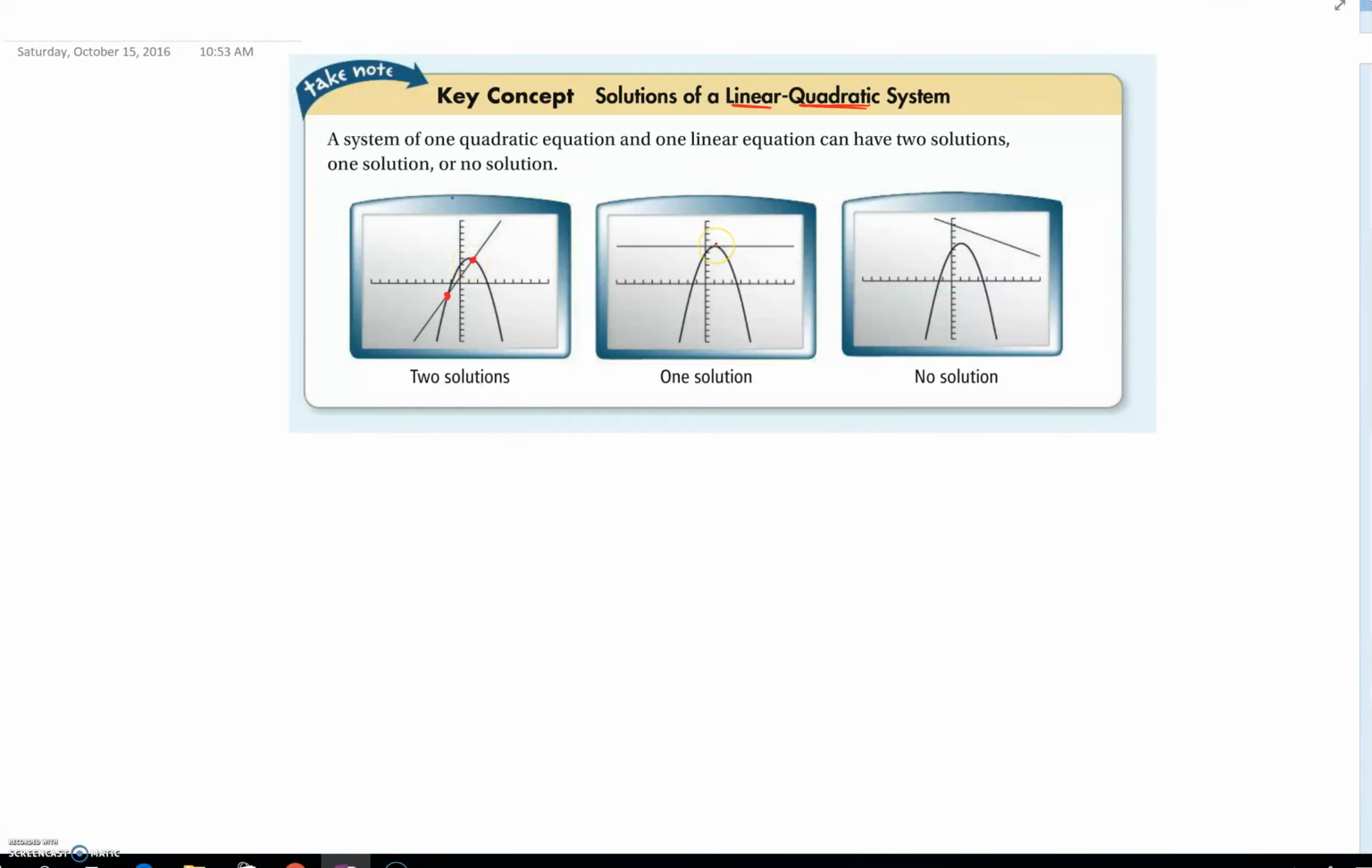If we only have one intersection, where our line intersects at the top of our vertex, then that means that we only have one solution, because our graphs will only touch at 1 point. And that 1 point is the only point that will satisfy both the line and the quadratic. And then if we have a case where they don't touch at all, so here's our linear equation, here's our quadratic equation, they'll never touch, that means that there is no solution. There's no point that will satisfy both the quadratic equation and the linear equation at the same time.